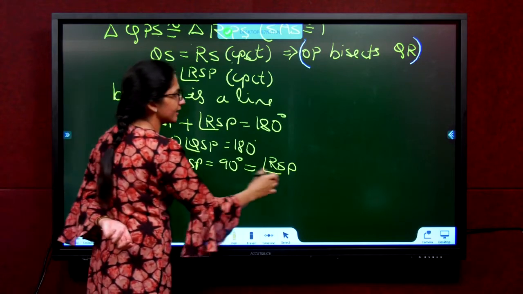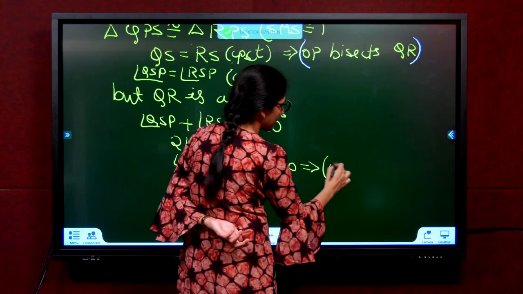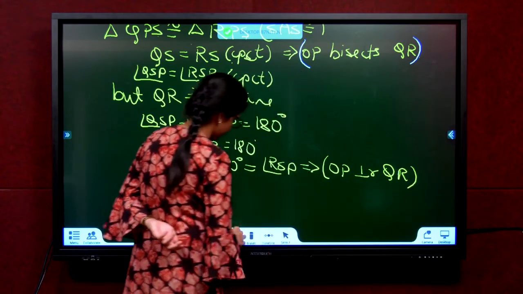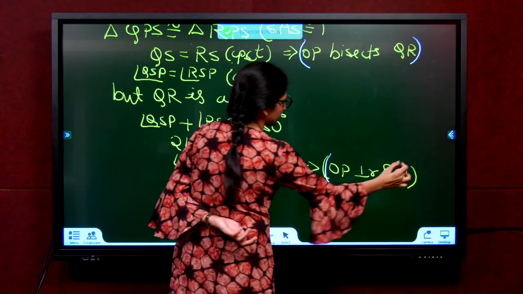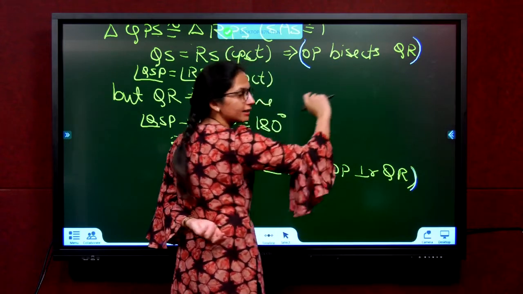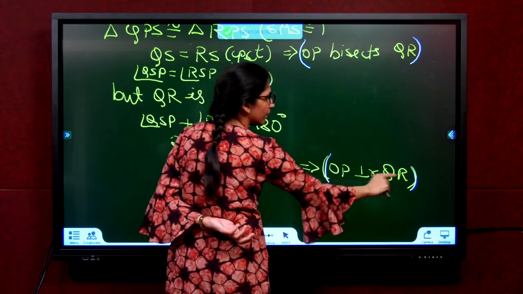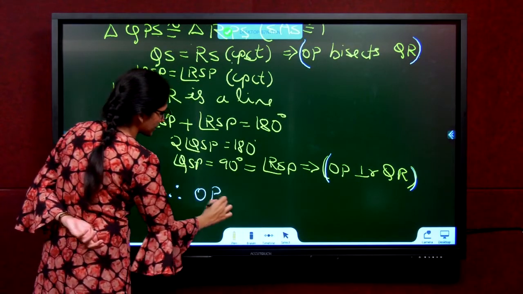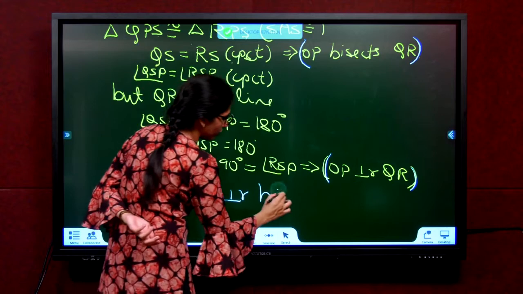Since these are 90s, can I say OP is perpendicular to QR? Yes. OP bisects QR. OP is perpendicular to QR. Therefore, OP is the perpendicular bisector of QR.